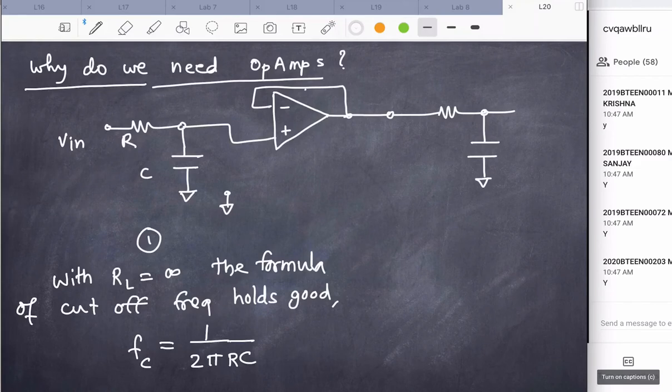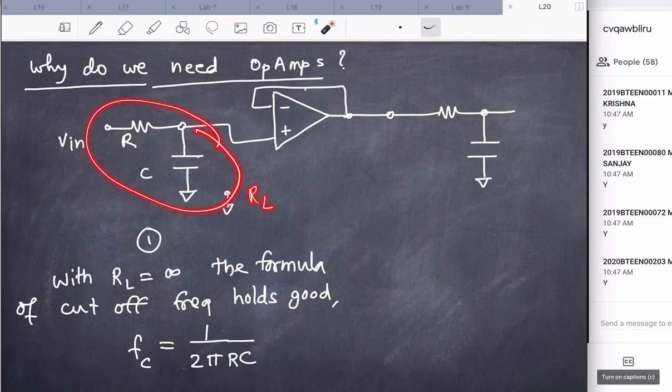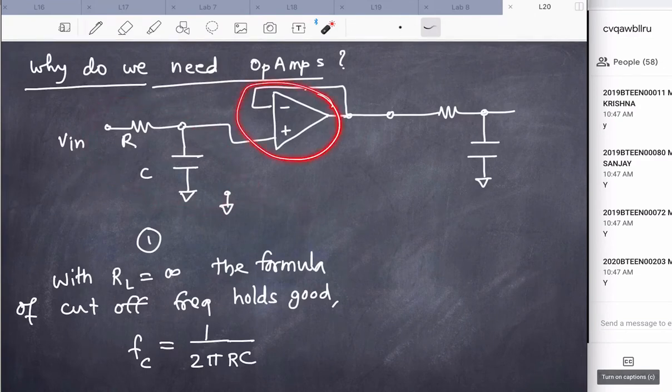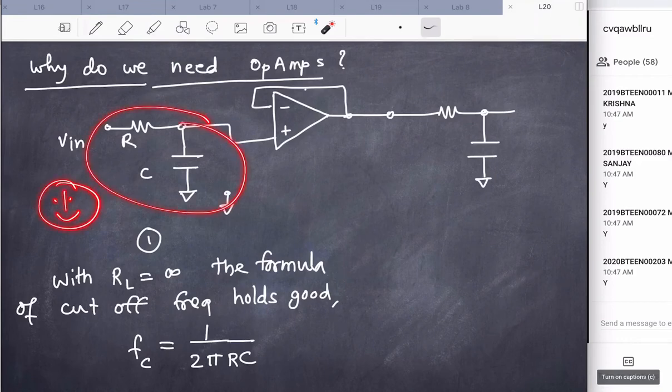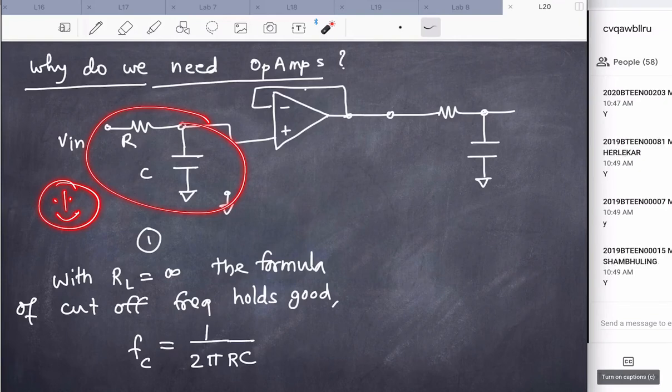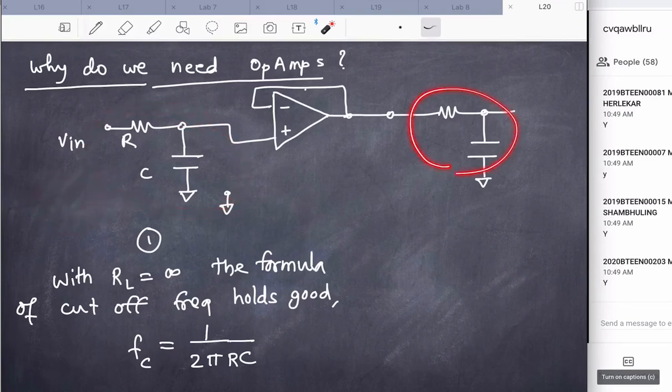Now, what is the load resistance of this fellow? What is RL? Where is RL? RL is offered by this op amp. What is the input impedance of op amp? It is infinity ideally. So, this fellow will be happy because the load resistance is very high. Yes or no? And this fellow will also be happy because the op amp is able to supply any amount of current that this circuit desires.